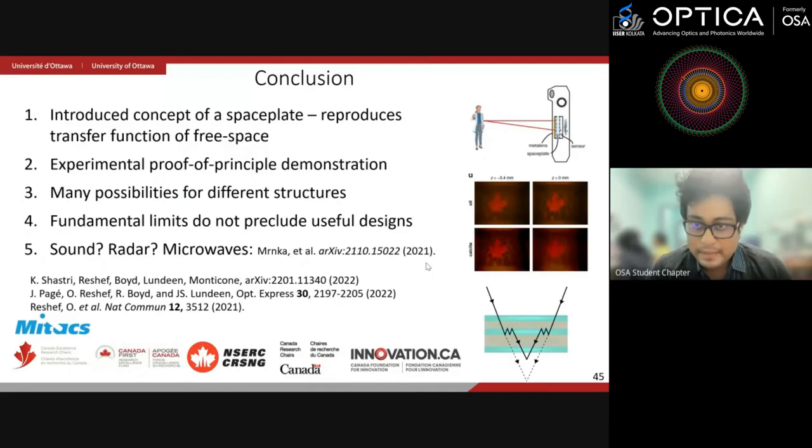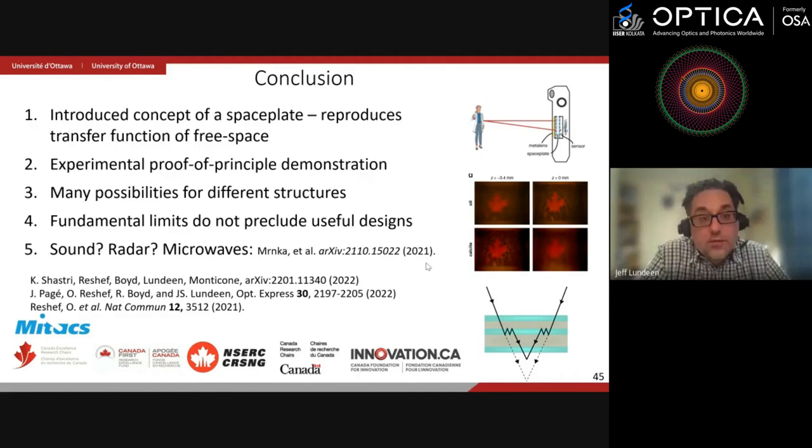So I have a quick question. All these experimental demonstrations that you've shown are for e-polarized light, right? Yes, that's a good point. Yes, we did it for e-polarized light. If you send in o-polarized light, then the material just looks like a glass plate because you don't see this angle-dependent refractive index. So it would do what a glass plate would do. It actually does the opposite of a spaceplate, and you get aberrations.